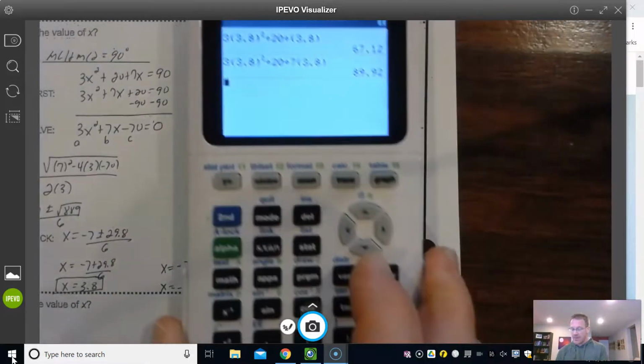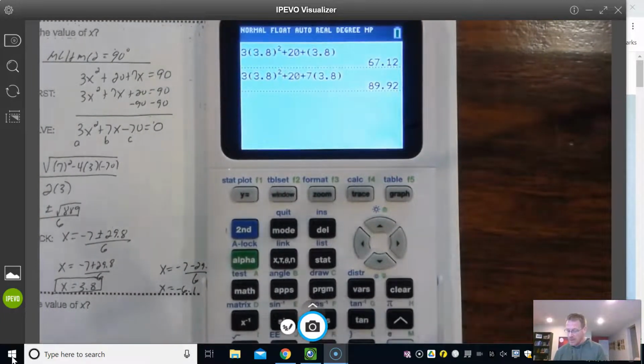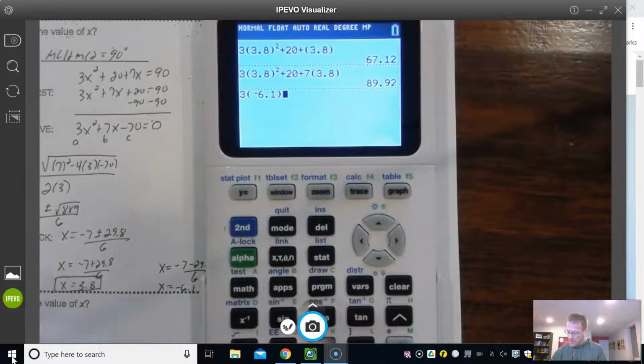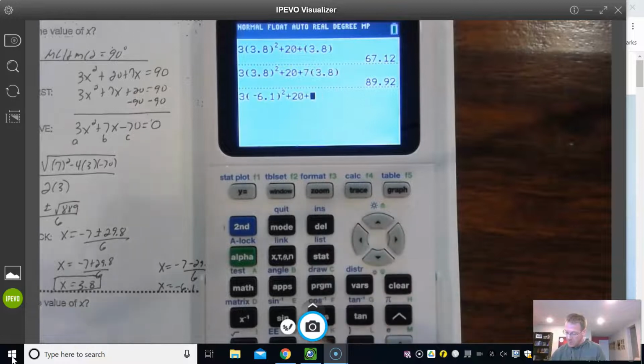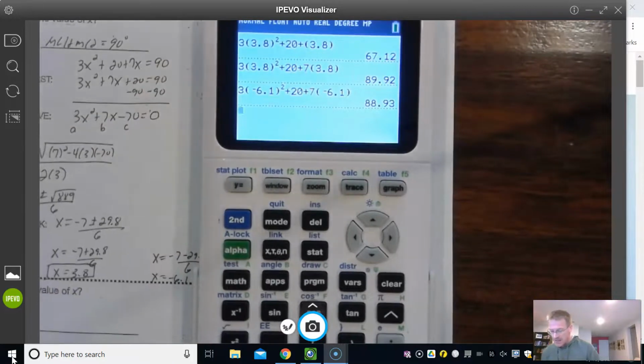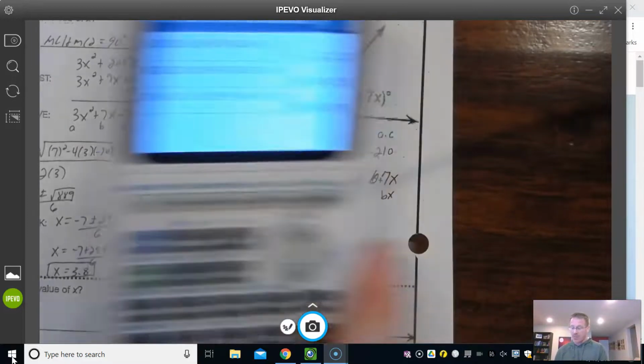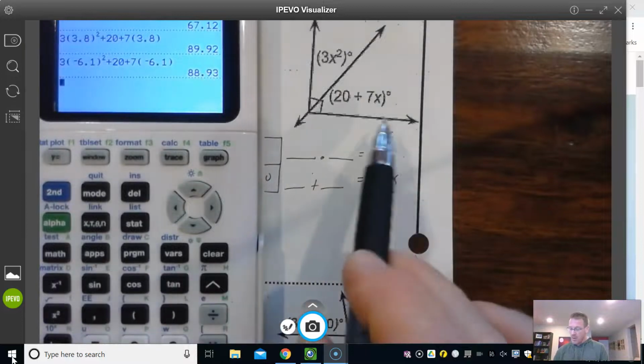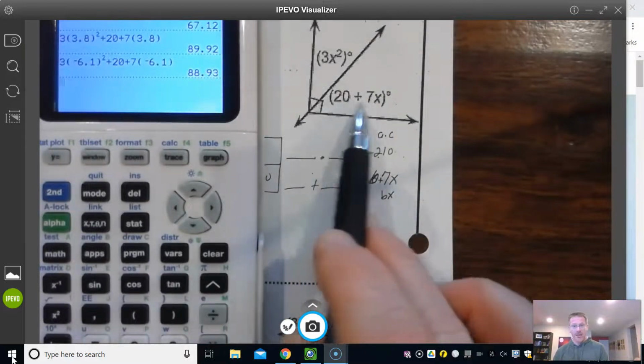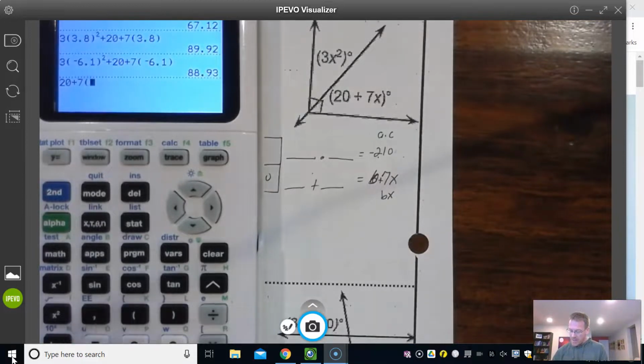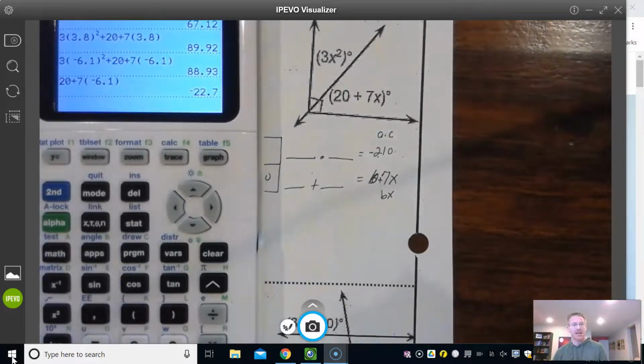Now, if I go back and try negative 6.1, I'm going to do the same thing here and see if it works. Plus 20 plus 7. I keep trying to leave that 7 out. Negative 6.1, and I should get to 90. That looks like it's a little bit off. It looks pretty close, almost 90, but then this is where we go back and look at the individual angles. If I plug in here, 20 plus 7 times negative 6.1, that's a negative angle.